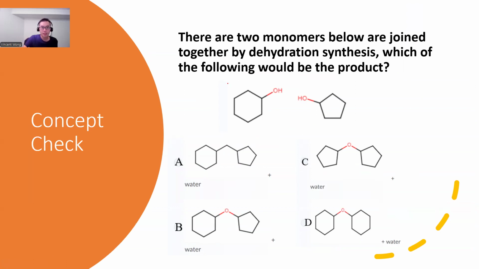So we have a pentagon looking monomer here, a hexagon looking monomer here, and a pentagon looking monomer here. If you want to join them together chemically, what would the product look like?